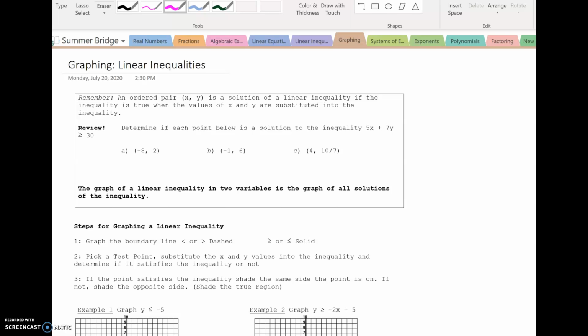Hi, and welcome to Graphing Linear Inequalities. So today we're going to pretty much add on to graphing equations, just we're going to make it an inequality.